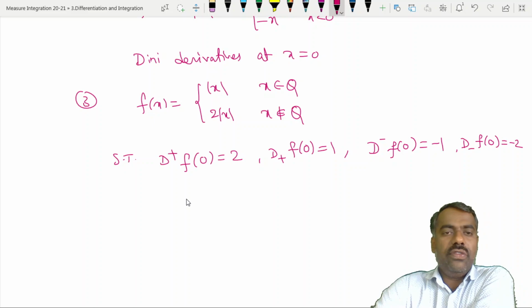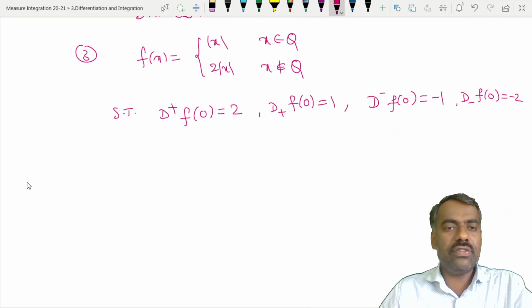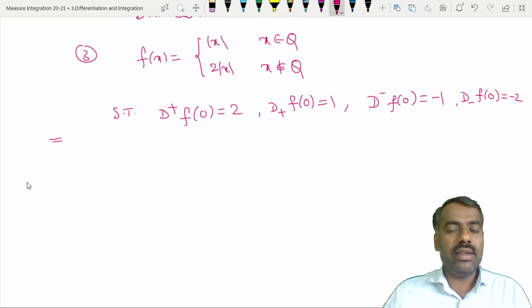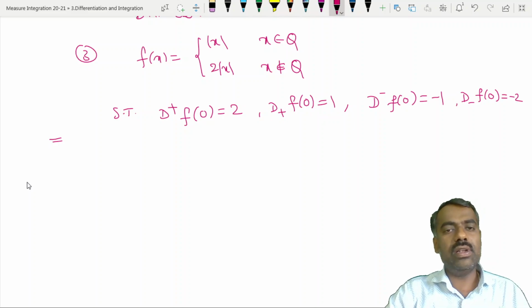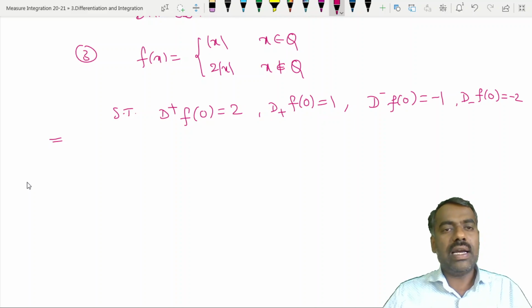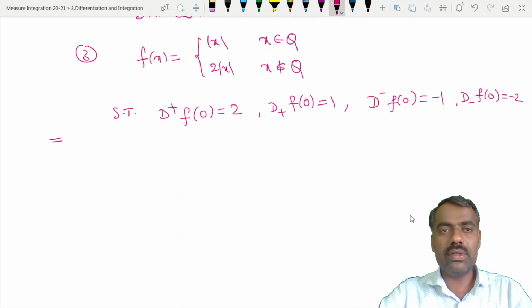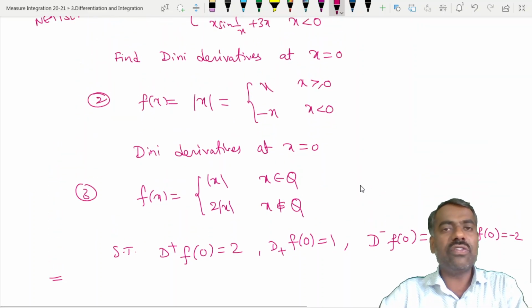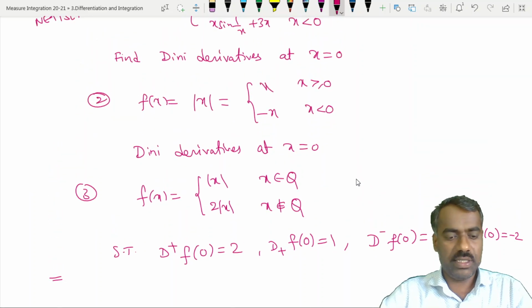If you have any difficulties you can definitely ask in the next class, and we'll solve these problems and go further. So we'll stop here, and in the next class we'll see how these Dini derivatives will be used in finding the differentiation of monotone functions.